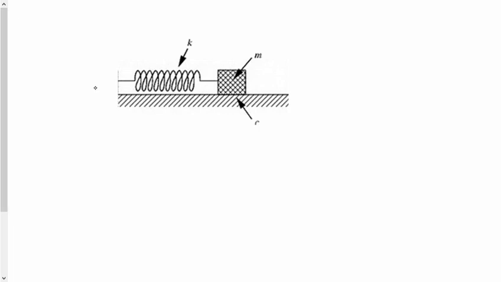Let's take a look at a mass spring system here to help clarify our definitions of our work kinetic energy theorem. Let's do the first condition where we do not have any friction. So that's condition 1. So we'll put a little number 1 here. No friction associated with this block system here.